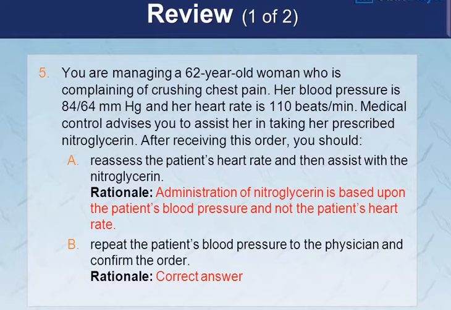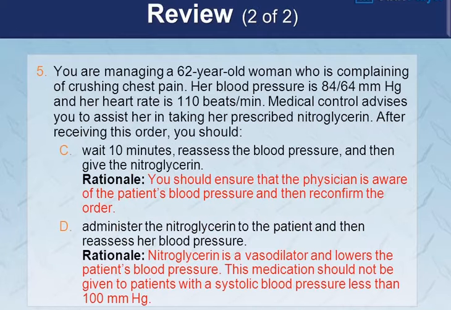Repeat the patient's blood pressure to the physician and confirm the order. Rationale. Correct answer. Review. 2 of 2. You are managing a 62-year-old woman who is complaining of crushing chest pain. Her blood pressure is 84/64 mm Hg and her heart rate is 110 beats per minute. Medical control advises you to assist her in taking her prescribed nitroglycerin. After receiving this order, you should wait 10 minutes, reassess the blood pressure, and then give the nitroglycerin. Rationale. You should ensure that the physician is aware of the patient's blood pressure and then reconfirm the order.